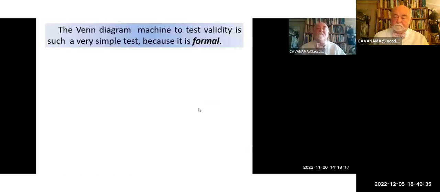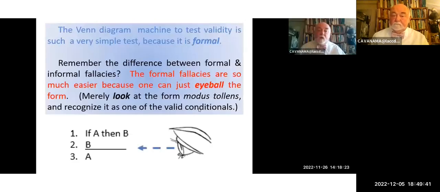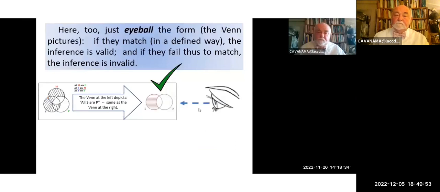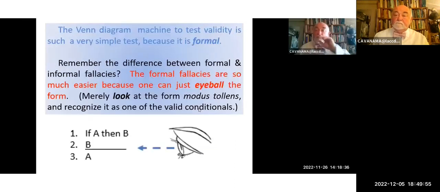Boom, that's it. The Venn diagram machine to test validity is such a simple test because it is formal. Remember the difference between formal and informal fallacies? Formal fallacies are the ones that you can eyeball. Modus tollens, recognize it as one of the valid conditionals, etc. And when we jumped ahead to the informal fallacies, we lost that ability. We could no longer just eyeball them. It's a matter of law rather than system.